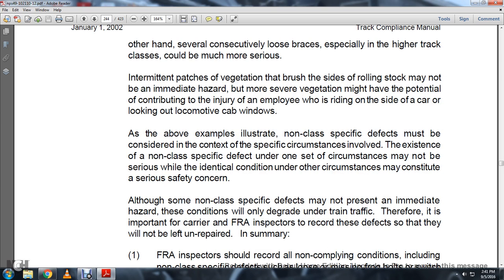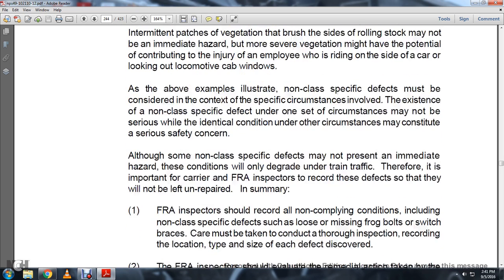As the above examples illustrate, non-class specific details must be considered in the context of the specific circumstances involved. The existence of a non-class specific defect under one set of circumstances may not be serious, while the identical condition under other circumstances may constitute a safety concern.